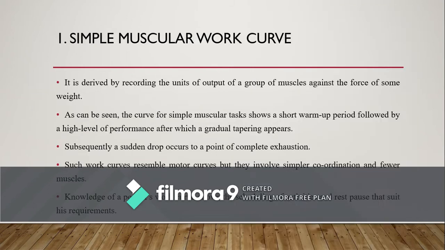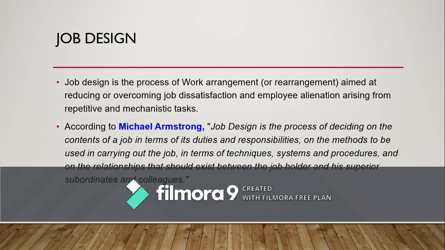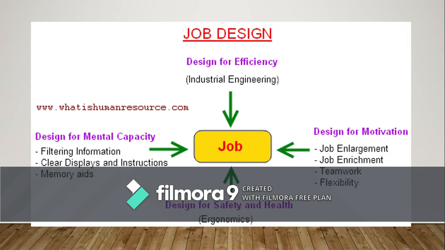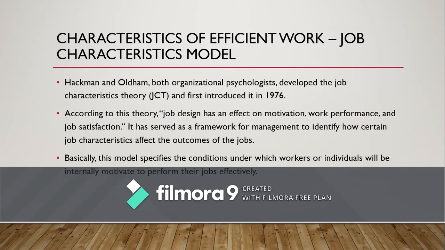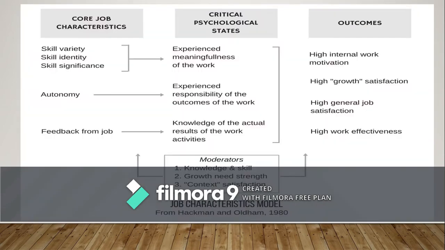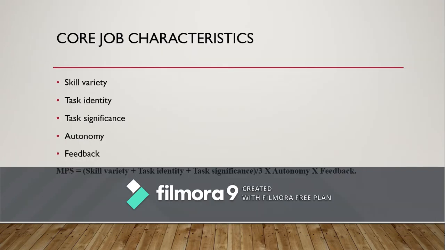And then we had the job design concept, where we discussed how and why job design is important. And then we discussed the job characteristics model, what the five job characteristics are, and the stages under which these characteristics get influenced and the outcomes reached. Ultimately, effectiveness has to be reached through the job characteristics model, and these are the core job characteristics.